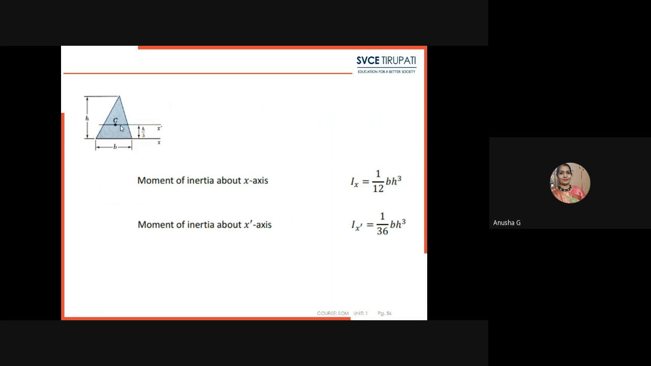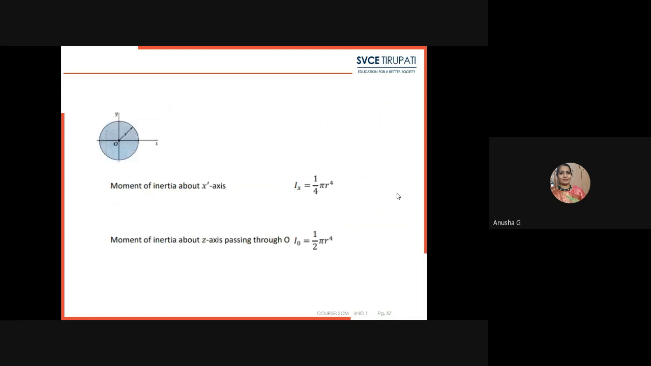These are all the formulas that have to be remembered and practiced, and then they will give some values. They will give one rectangular shape with breadth and height, and then ask us to calculate the moment of inertia about the centroid. At the centroid, Ix bar equals bh cubed by 36, so substitute bh cubed by 36. If they ask us to calculate from the bottom, our formula is Ix equals bh cubed by 12. These are the formulas to be used for calculating the moment of inertia.